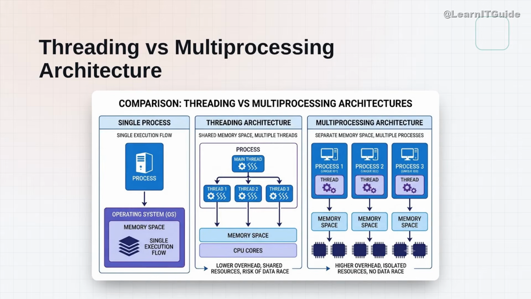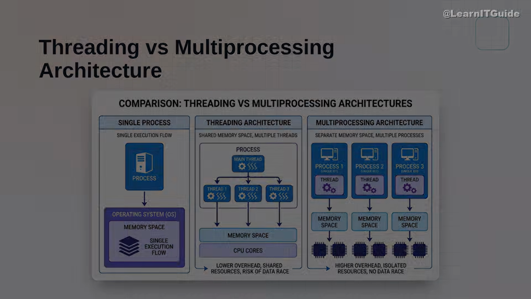Let us compare the architectures. On the left, we have threading. Everything happens inside a single process, sharing the memory heap. It is lightweight. On the right, we have multiprocessing. Each process is a completely isolated container of code. This diagram shows how one is bound by the GIL, while the other effectively duplicates the interpreter to achieve true hardware parallelism.